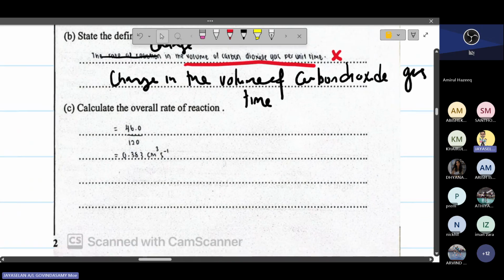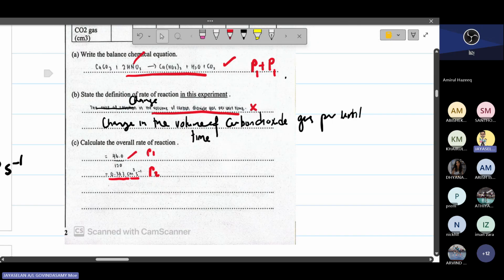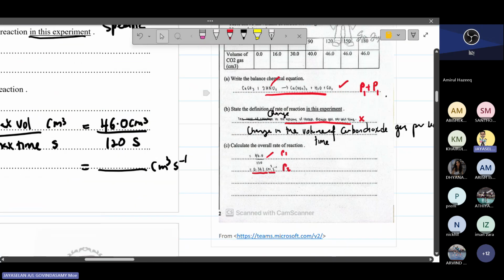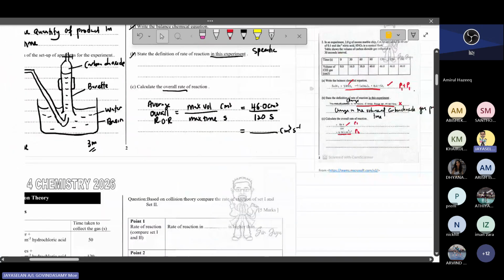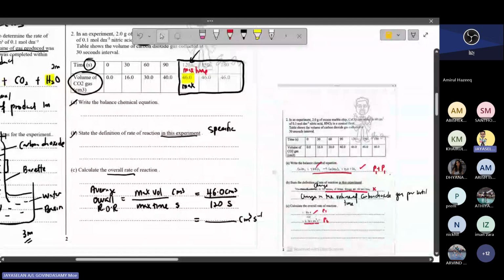Okay, overall rate of reaction, she scored very good marks. So 46, she takes maximum volume divided by maximum time. Here she scored 0.1. Then I check this one, 3 decimal points. Unit perfect, she scored 0.2. So she already scored 4 marks. Only 1 mark is missed. Okay, well done, Diana. So make sure you remember. This one I have done. All of you understand the concept, understand?